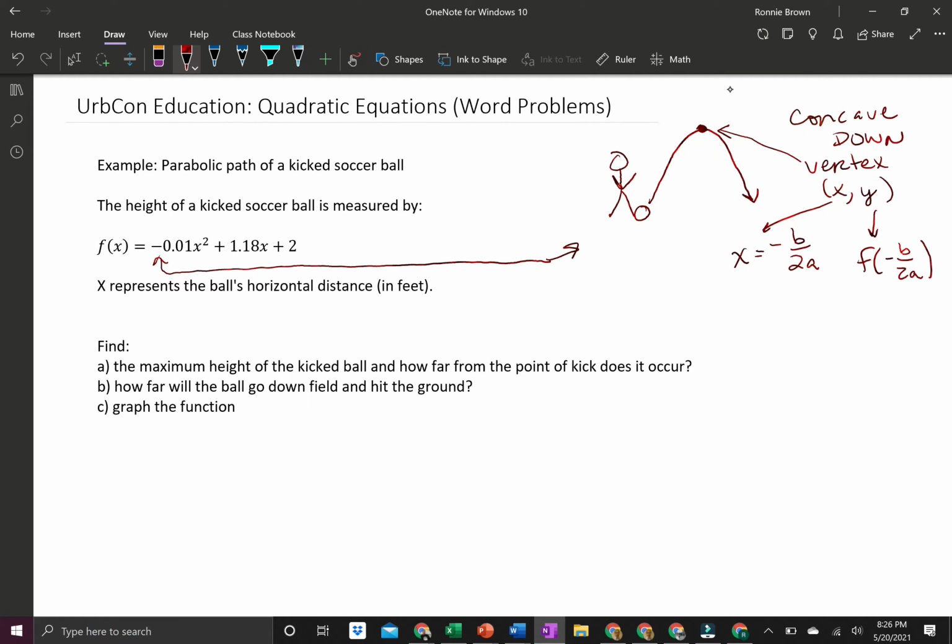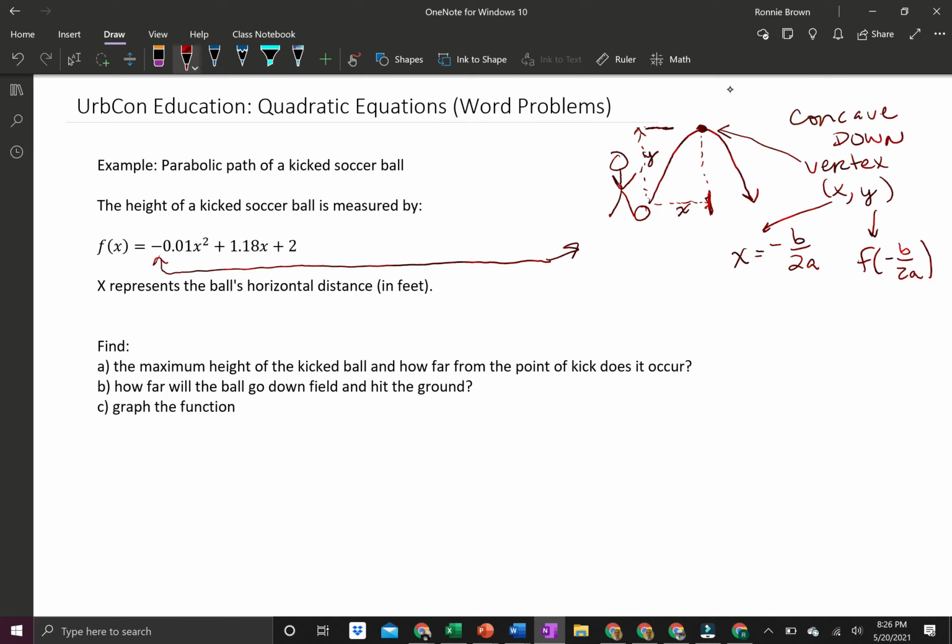So this will give us the vertex. The vertex will give us the y value, which is the maximum height, and the x value. The x value is going to be this distance that it travels to get to that maximum height. That y value is the distance it travels up and the highest point. All right. So let's go ahead and begin.